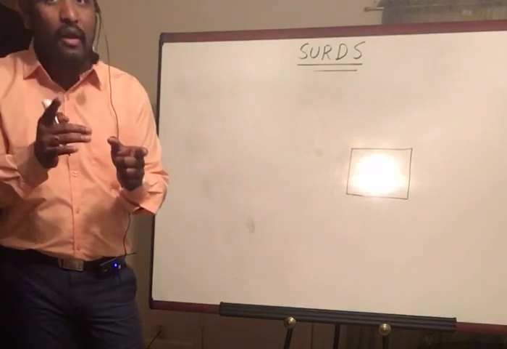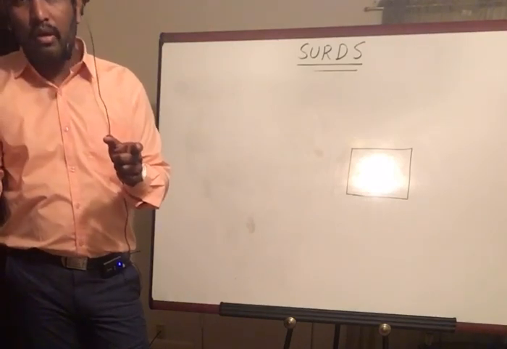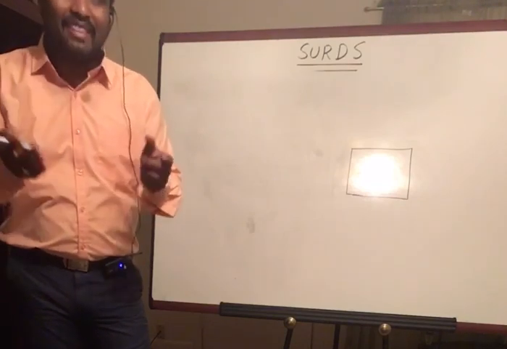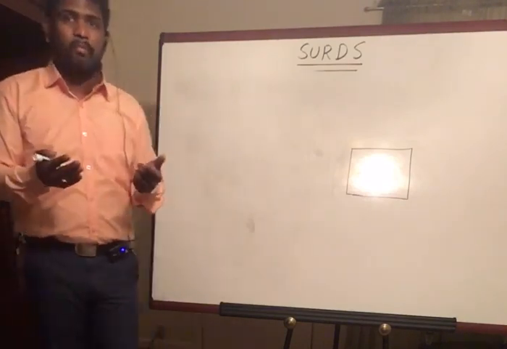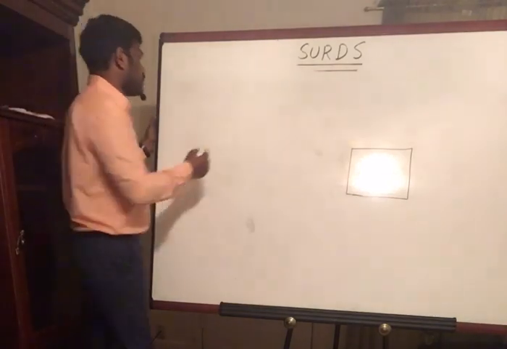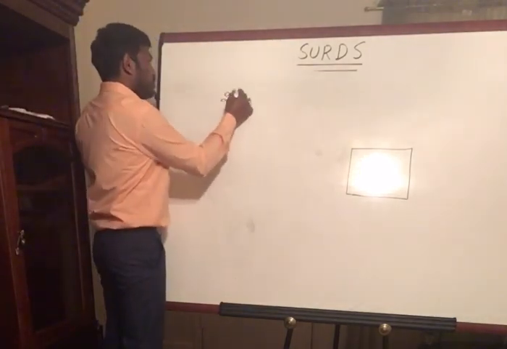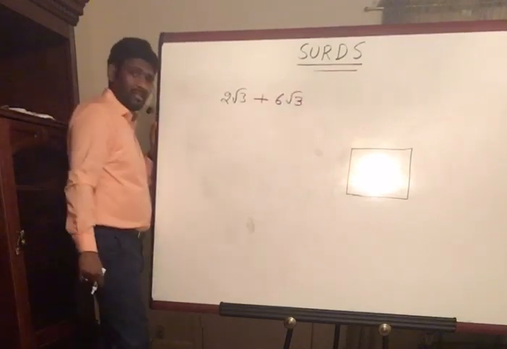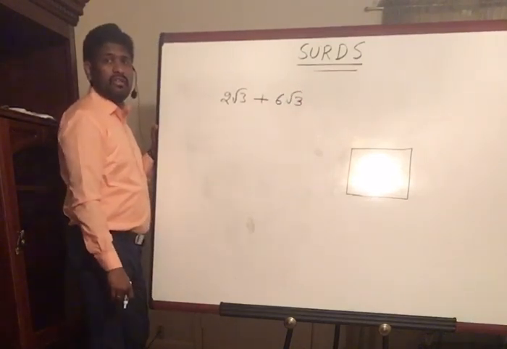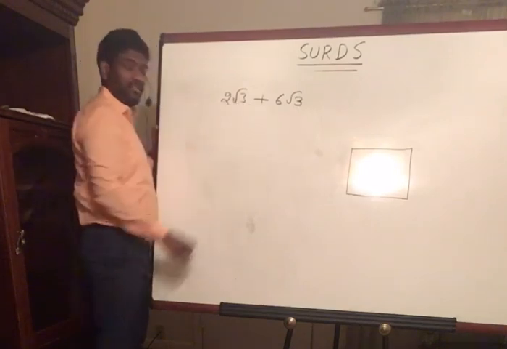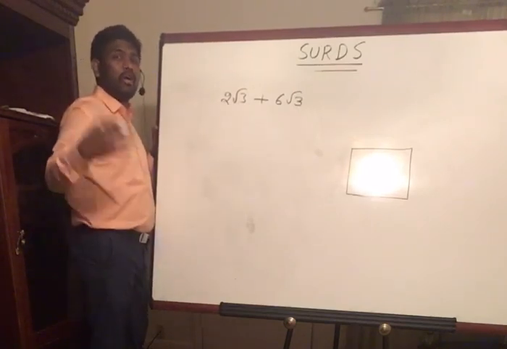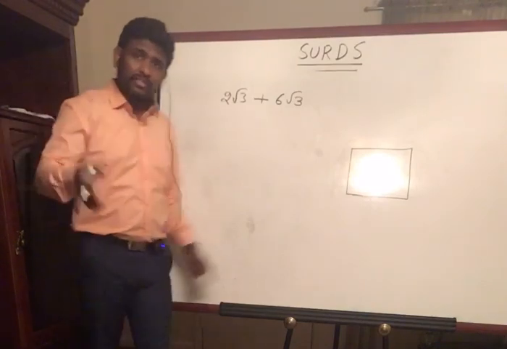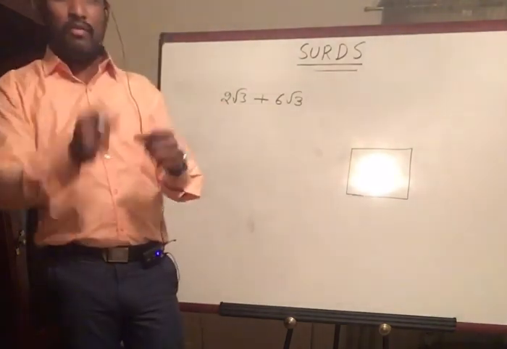And I said that if they are not similar, we have to check if they can be converted into similar ones or not, and then we need to add or subtract. Now see an example: 2 root 3 plus 6 root 3. These are the two surds given. Are they similar or not? You need to identify. After identifying that they are similar, we can add them like this.